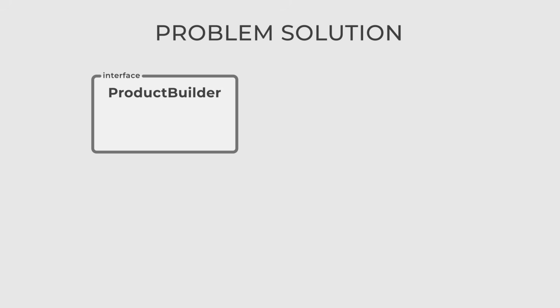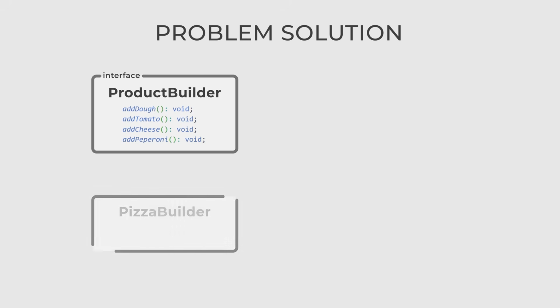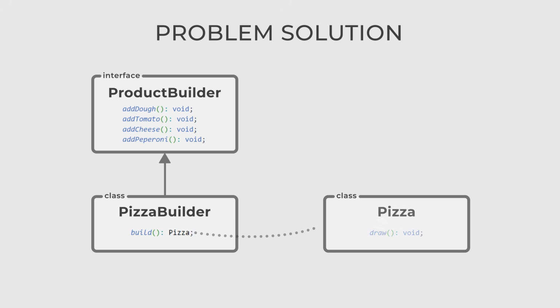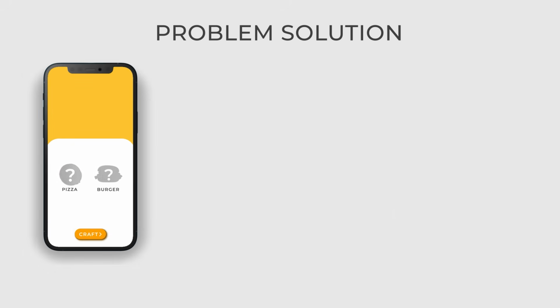Let's create a product builder that contains all the methods we can apply to product. In our case, these are add dough, add tomato, add cheese, add pepperoni, etc. After that, we can create a concrete builder to implement the product builder interface, the pizza builder. It works with their specific product, pizza. Now, we are ready to create a specific product.